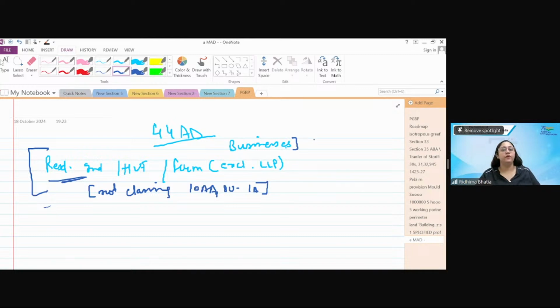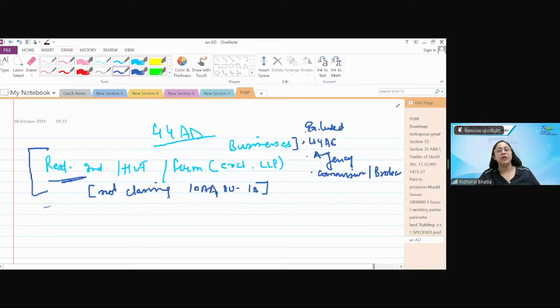But businesses like those covered in 44AE, goods transport agency, are excluded. Then agency business is excluded. What is agency business? Agencies that you run, like you take a product and run its agency. Or you are into commission or broker business, a broker of real estate or someone like that. You are in a business, but these businesses are excluded. Okay. 44AE, agency business, commission or broker business are not covered, and LLP is not covered in a firm, and all are resident. So 44AD is not for companies, not for local authorities, only for these eligible assessees.